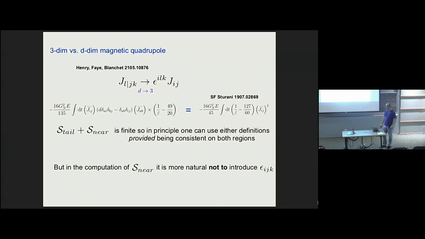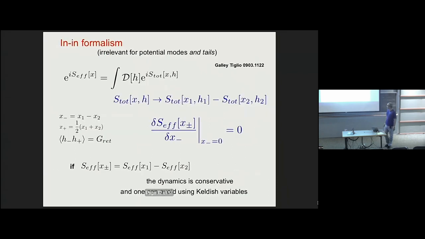And now let's come on to where the trouble starts. The trouble starts exactly at the point where, in everything I told you so far, I was cheating a bit. I was cheating because I'm studying processes where radiation is involved. And since radiation is involved and you don't have incoming radiation, just outgoing radiation, the boundary conditions are not symmetric. You should use the in-in formalism.